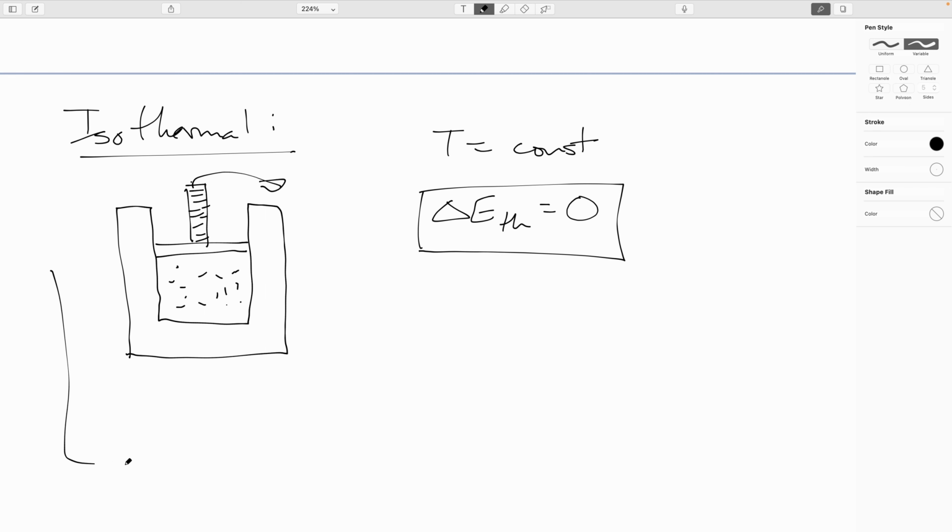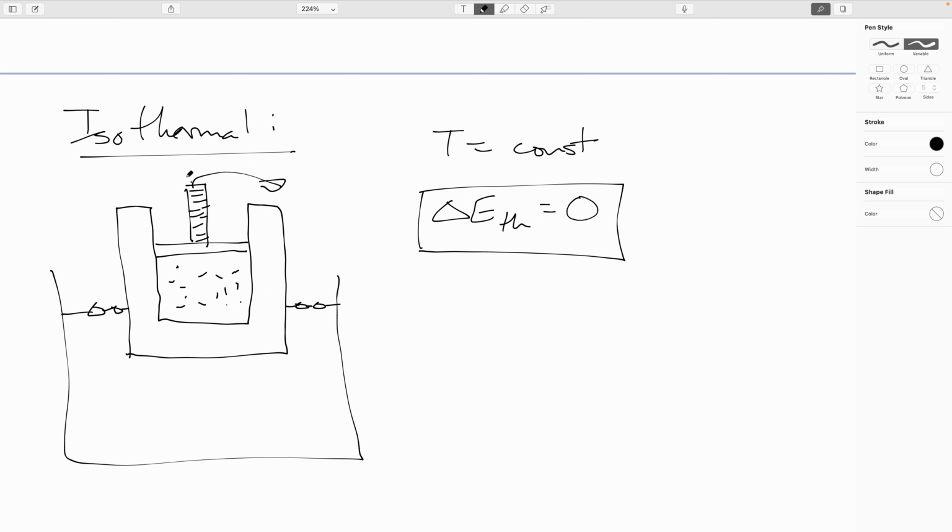Instead, we're going to put the whole thing in a tub of ice water. So I'm just drawing in a few ice cubes here. Something like that. So the whole thing's sitting in a tub of ice water in order to maintain a constant temperature, in this case 273 Kelvin.